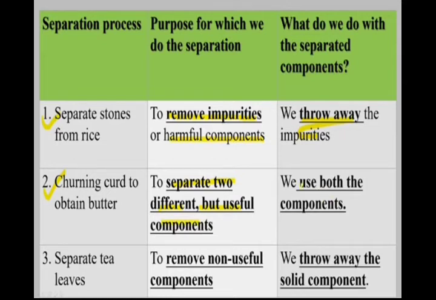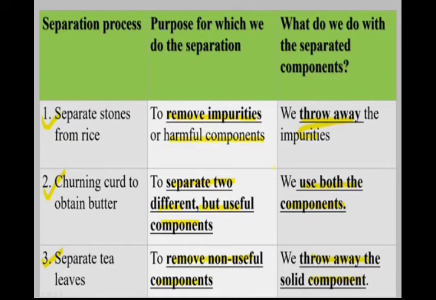Coming to the third separation process, separating tea leaves. Why are we separating tea leaves? To remove non-useful components. Here tea leaves are the non-useful components, so you want to separate them. What are we doing? We throw away the solid component, the tea leaves. Okay, this is the same example that is there in the textbook also.